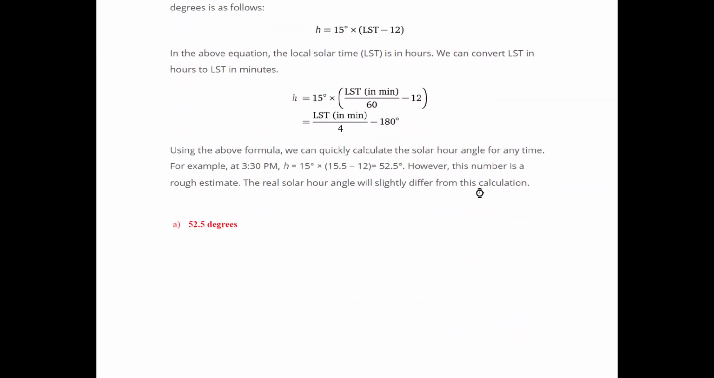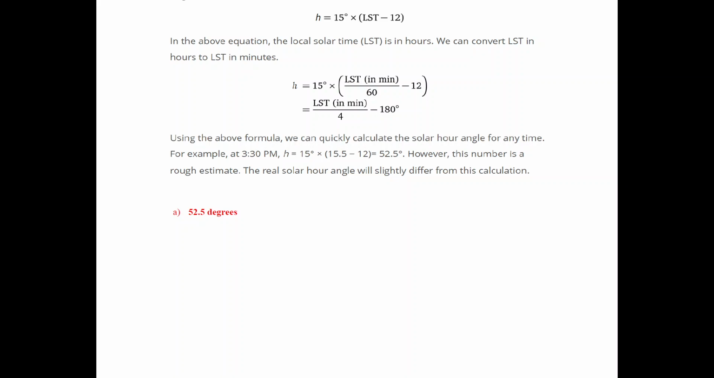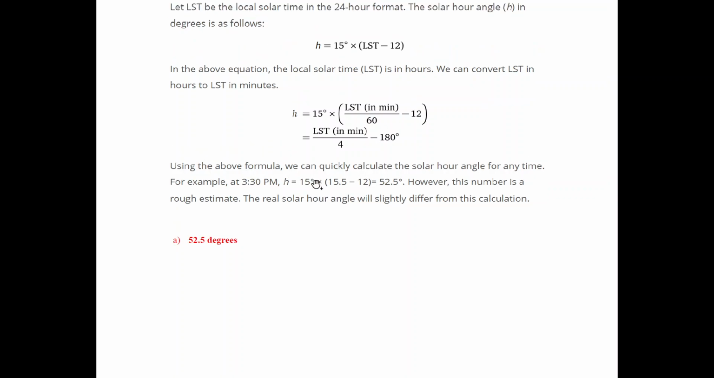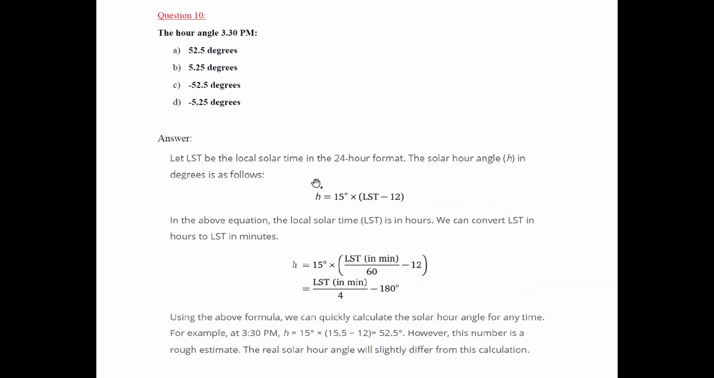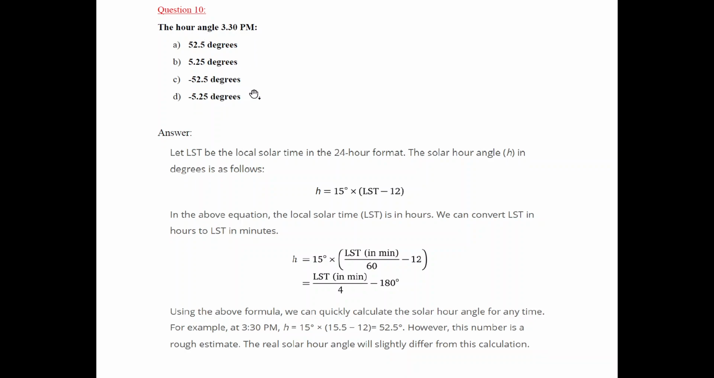Yeah. Okay. So using the above formula, we can quickly calculate the solar hour angle for any time. For example, at 3:30 p.m., H equals 15 degrees times (15.5 minus 12). That means 52.5 degrees. This 15.5 will be a negative value if it is AM. But this is just a rough estimate, not a correct value. The correct answer is 52.5 degrees, no doubt. That is option A. But if it had been 3:30 AM, then it would have been minus 52.5 degrees.